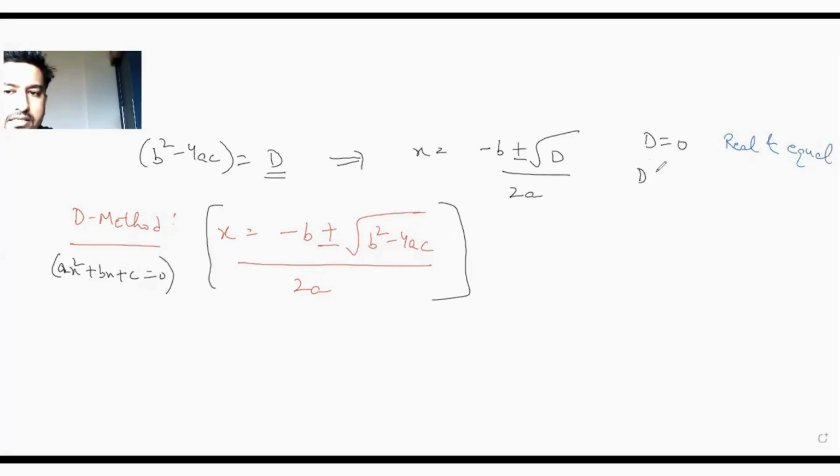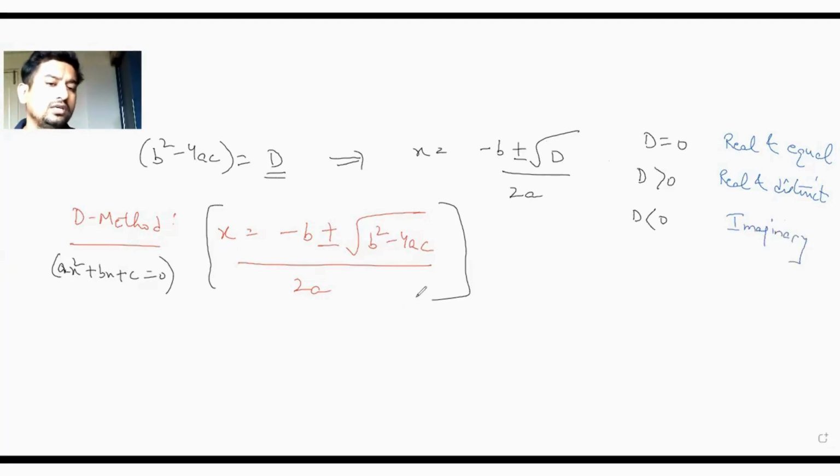Second is when D is greater than 0. Now what will happen? That means there's a non-zero positive value inside the under root sign. So in that case, the roots would be real and unequal, or distinct. And the last one is when your D is less than 0, that means a negative value inside the under root sign. What will that give you? That will give you imaginary roots, right? So these are the three cases.